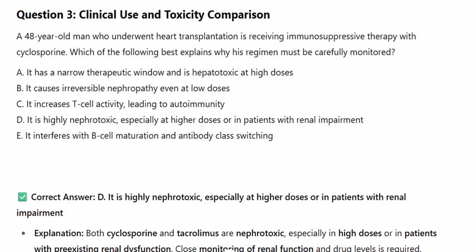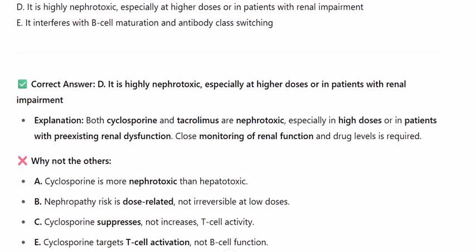Correct answer, D. It is highly nephrotoxic, especially at higher doses or in patients with renal impairment. Both cyclosporine and tacrolimus are nephrotoxic, especially in high doses or in patients with pre-existing renal dysfunction. Close monitoring of renal function and drug levels is required.